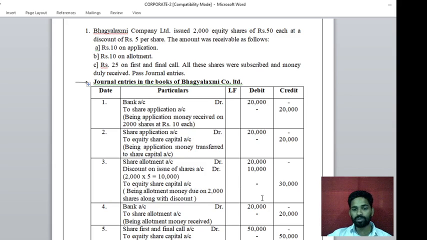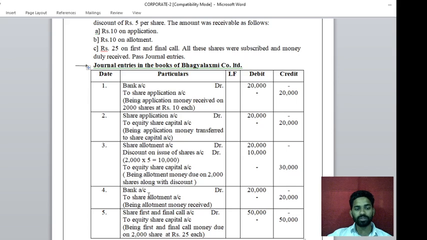Now, this allotment money is going to be received, and the received amount we have to record. So bank account debit rupees 20,000 to share allotment account credit rupees 20,000. Don't get confused here; just try to understand. The first entry was on application, rupees 10 on application: bank account debit rupees 20,000 to share application account credit rupees 20,000. This 20,000 was fully received.